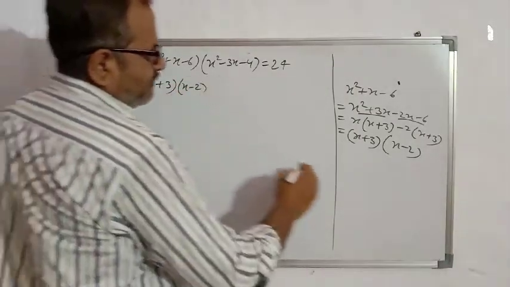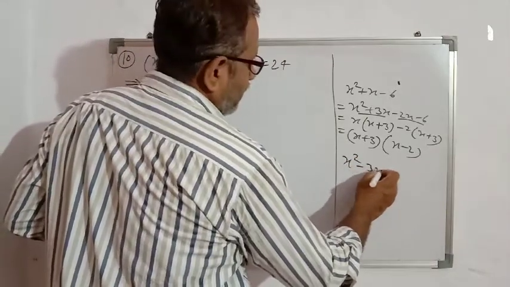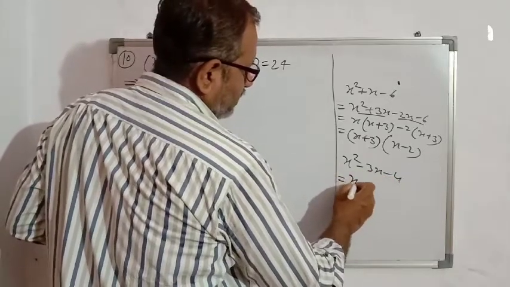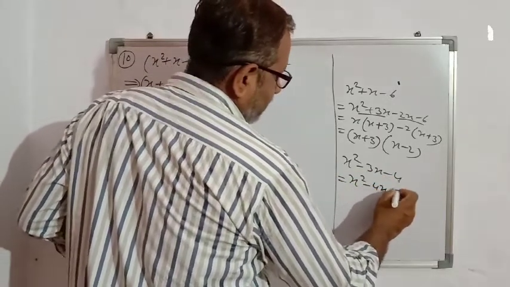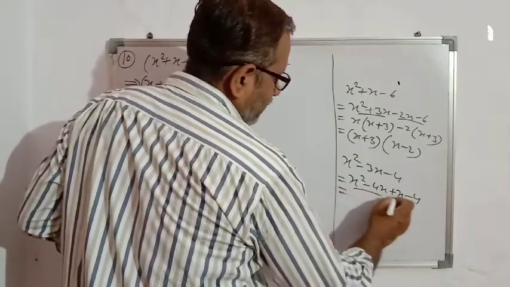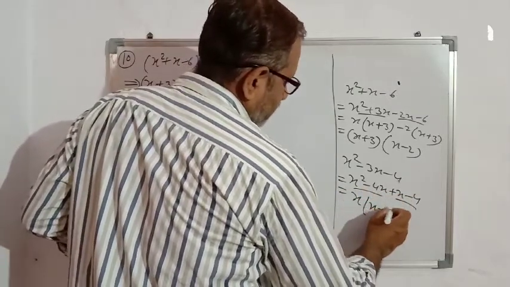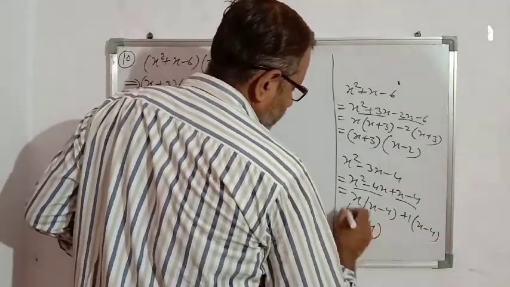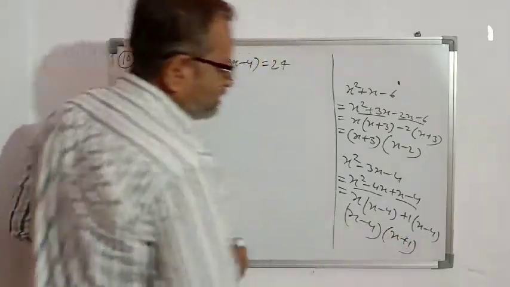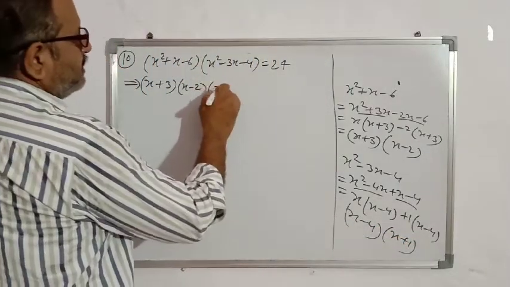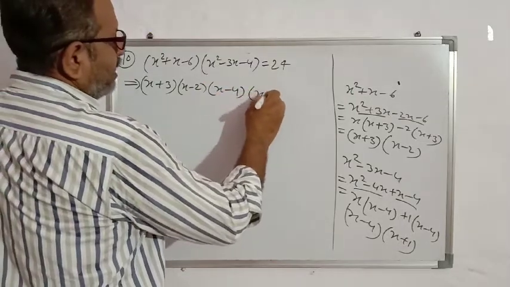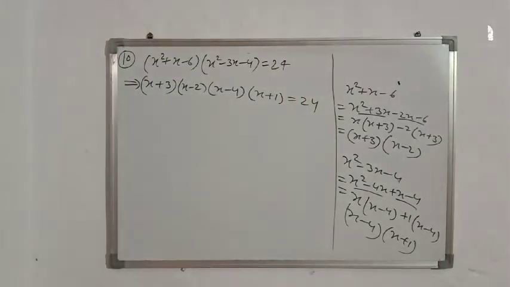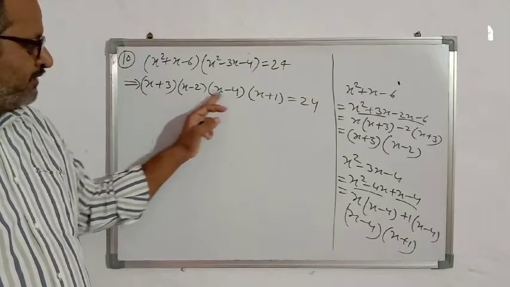Now factorize the second one, x² − 3x − 4. So 4 into 1 is 4, and 4 minus 1 is 3. x² − 4x + x − 4. Take x common, it will be x − 4, plus 1 common, x − 4. x − 4 common in both, (x + 1). So here we will write (x − 4)(x + 1) = 24. So we have 4 linear factors.